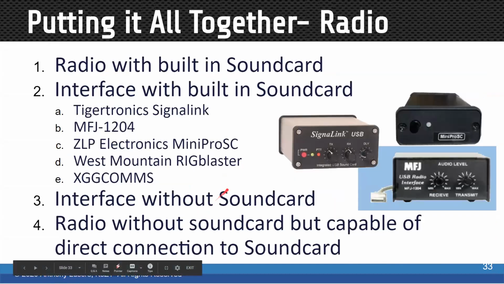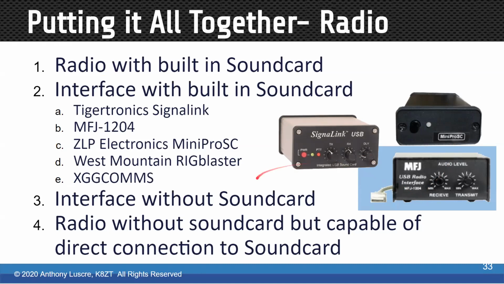I talked about external sound interfaces for radios that do not have built-in sound cards. Probably the three most common are the Tigertronics SignaLink, the MFJ 1200 series, and the Mini Pro SC, which is a UK-based product. There's also a couple of other ones, the West Mountain Radio RIGblaster and XGG Comms. And again, these are available through the links in the full presentation.